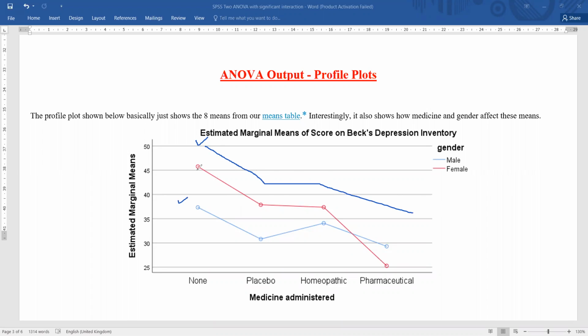But in my case, the red and the blue are interacting, meaning they are crossing. If they are crossing, it means they have some interaction. If they have some interaction, you have to proceed by analyzing the separate data files.